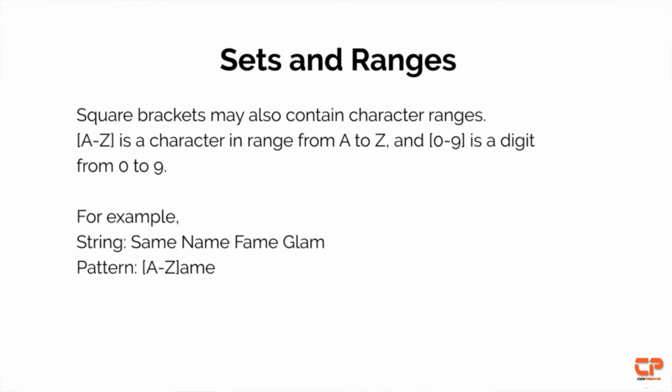The second way is these square brackets may also contain character ranges. For example, square brackets A-Z is a character in range from A to Z, capital A to capital Z. And square brackets 0-9 is a digit from 0 to 9. For example, same, name, fame, glam. Say for the string, you want all the words which rhyme. In this case, all the words ending with A-M-E will rhyme. So you can put a condition square brackets A-Z followed by A-M-E.